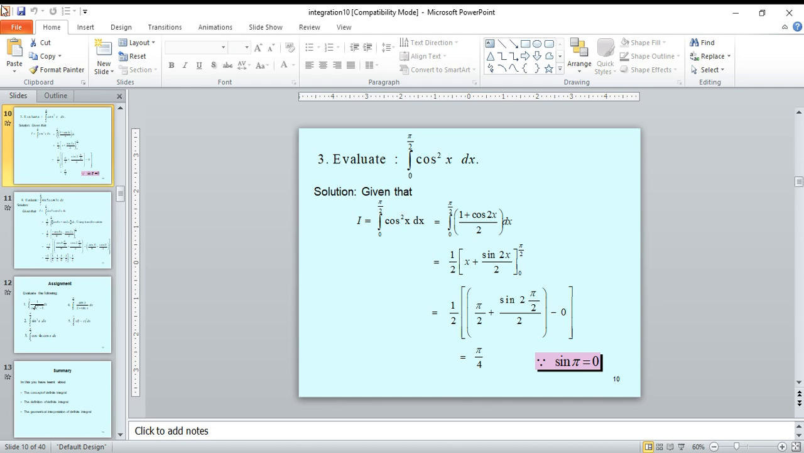1 by 2 into, apply the upper interval, which is pi by 2, in place of x. x plus sin 2x by 2, that is pi by 2 plus sin 2 into pi by 2, by 2, minus the lower interval 0. 0 plus sin 2 into 0, sin 0 is 0, totally 0 plus 0 is 0, minus 0 is equal to 1 by 2 into pi by 2 plus sin 180 degrees, and sin 180 degrees is also 0. 1 by 2 into pi by 2 is pi by 4.